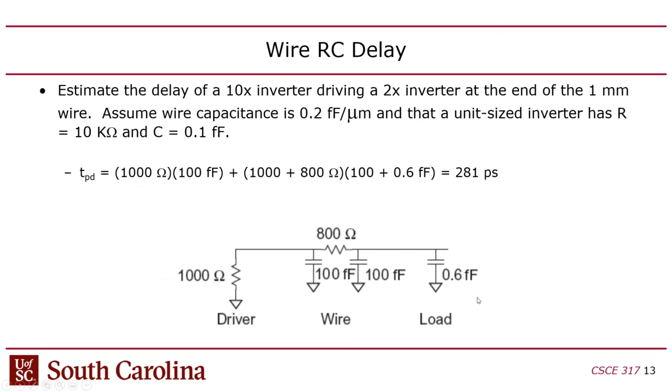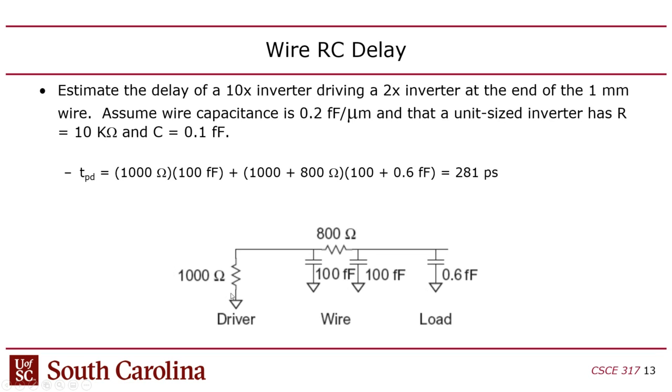So remember that a normal inverter has 3 units of capacitance for its input. There's only one input, and because it's a 2x inverter, that means we're going to double the capacitance. So it's going to be 6 units of capacitance, because it's a double size inverter that we're driving, and the C is 0.1 femtofarads, so 6 times 0.1, so 0.6 femtofarads is our load.